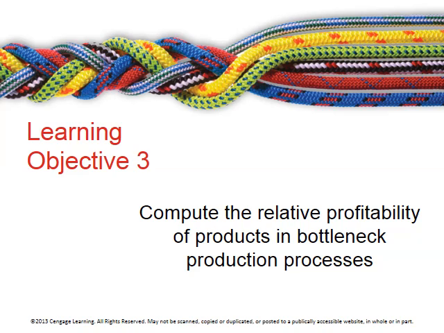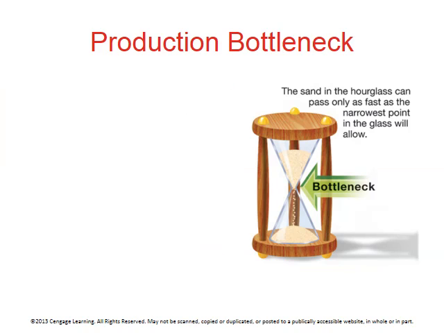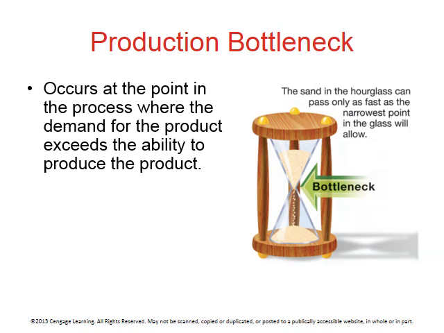Finally, we're going to compute the relative profitability of products in a bottleneck process. A production bottleneck is the point where the demand for the product exceeds our ability to produce it. Look at an hourglass: the middle of the hourglass that filters the sand, that's the bottleneck, where it stops the flow.